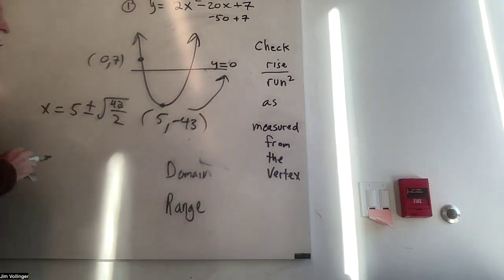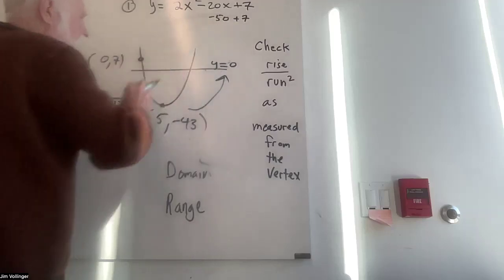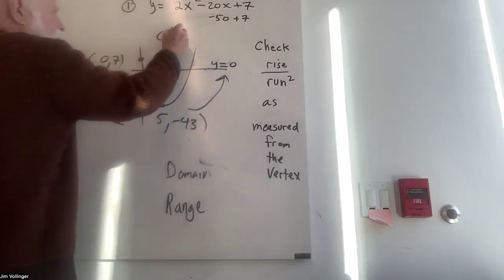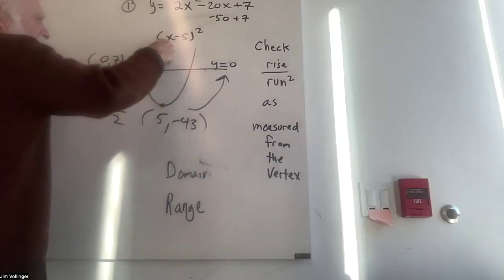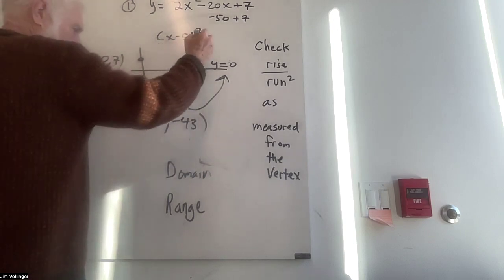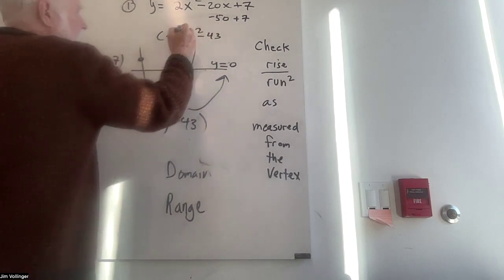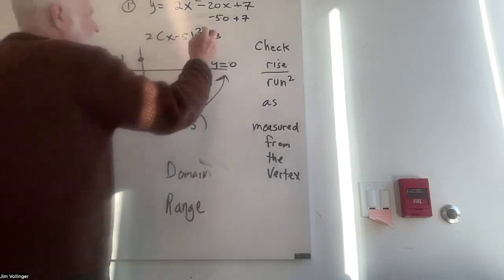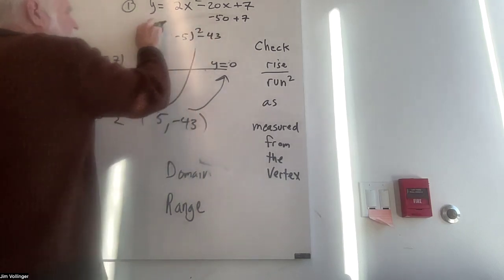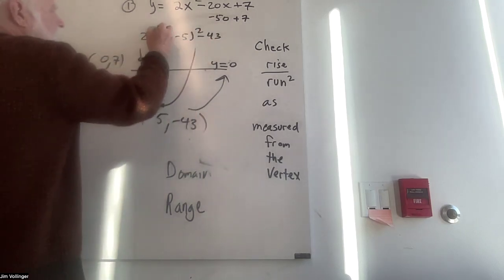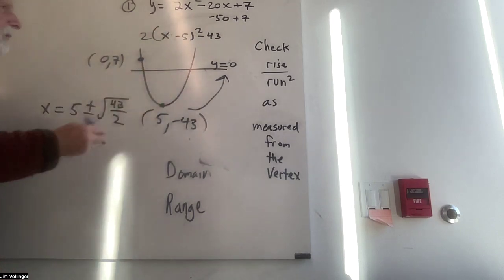Let's check it by putting it in graphing form. Got to get rid of that. 2 times (x minus 5) squared, making a 0 out of the number 5, minus 43, taking 2, solving this. Oh, I was going to just plug the answers in. Well, let's solve it. You can see where all the things I did came from.